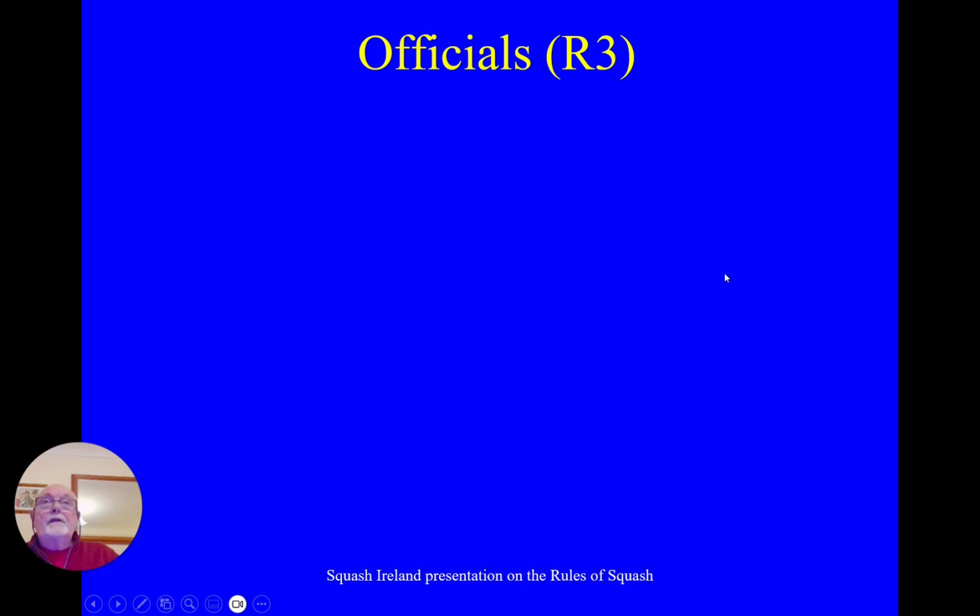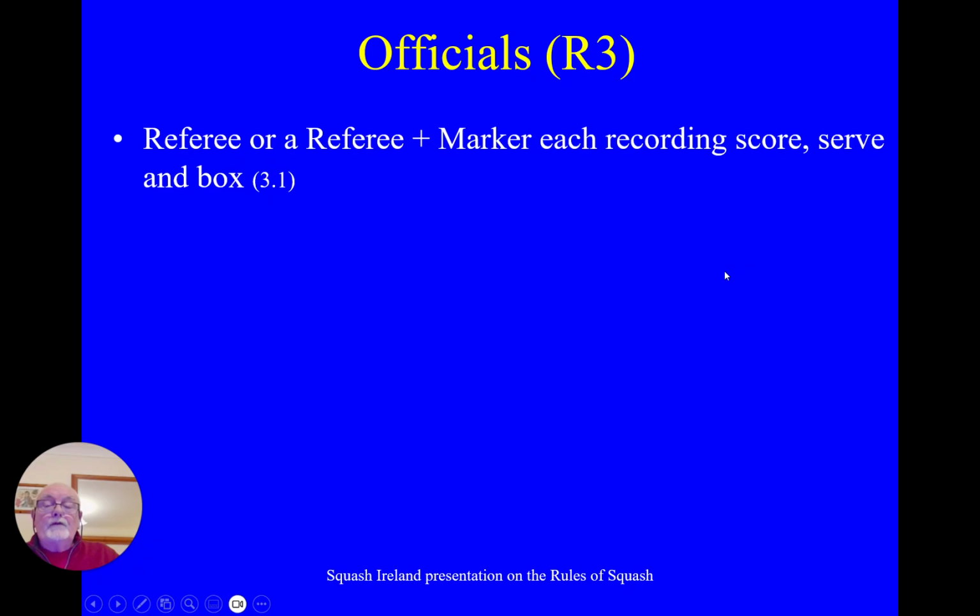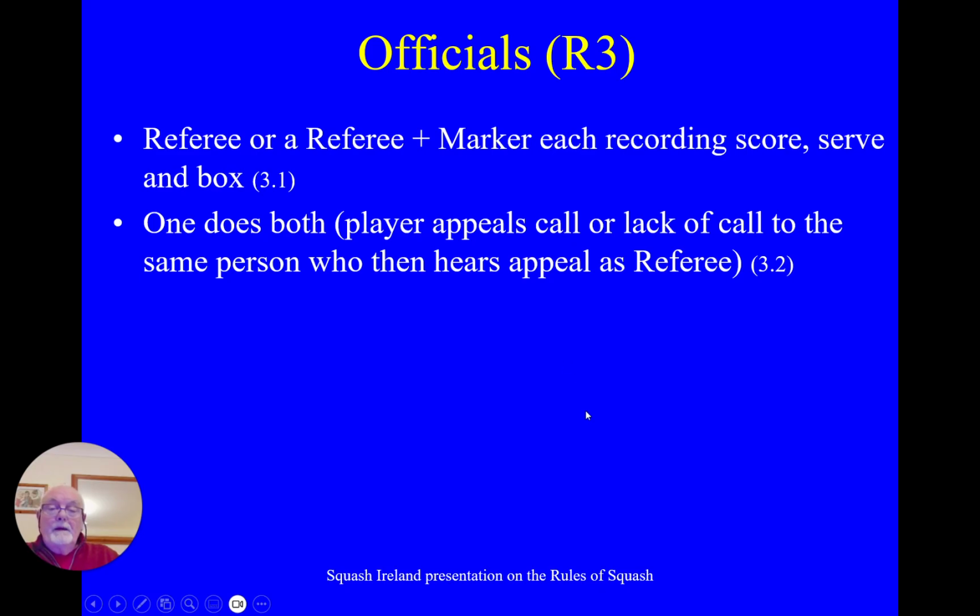Rule 3 deals with the officials, and 3.1 describes where the match could be officiated by a referee or a referee and a marker, each recording the score, the serve, and the box from which the serve has been taken. Typically, of course, one person does both, and under those circumstances, the player can appeal a call or a lack of a call to the same person, who then hears that appeal as the referee.